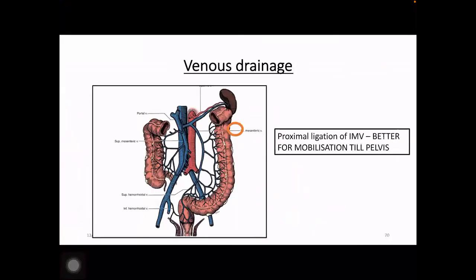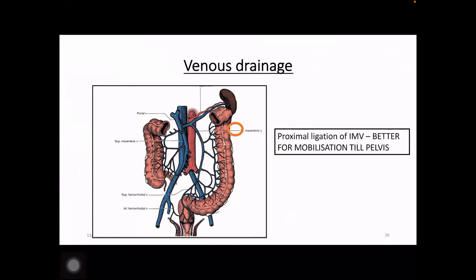So venous drainage follows the arteries. The most important point is that the right side of the colon up to the transverse colon drains into the superior mesenteric vein and connects to the portal vein, whereas the left side of the colon and the rectum drain into the inferior mesenteric vein, which drains into the splenic vein.